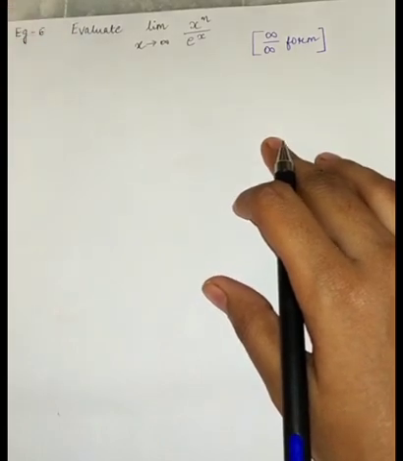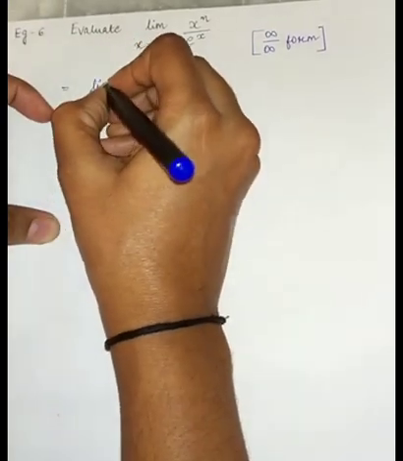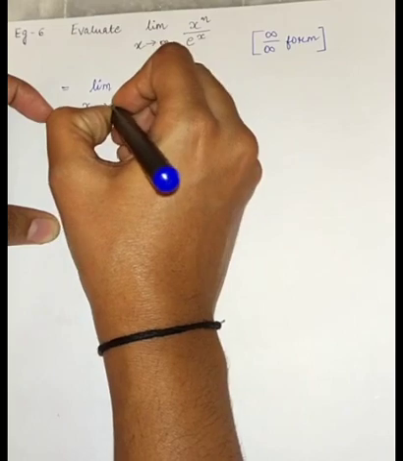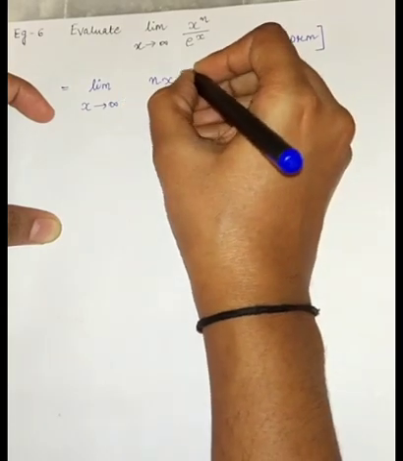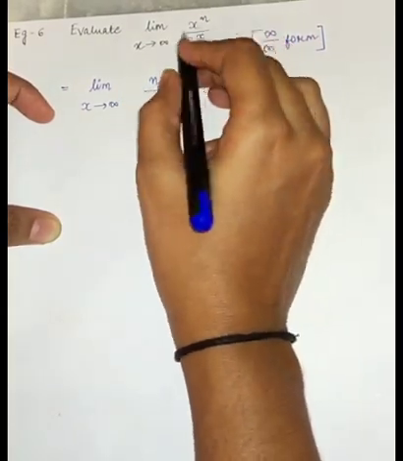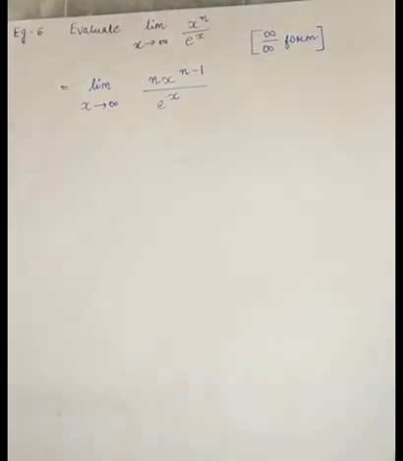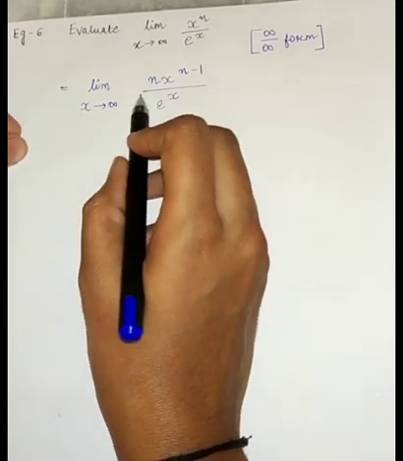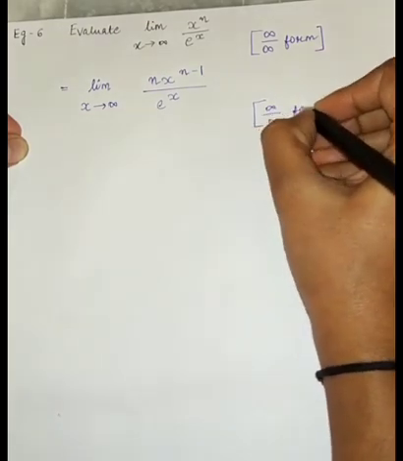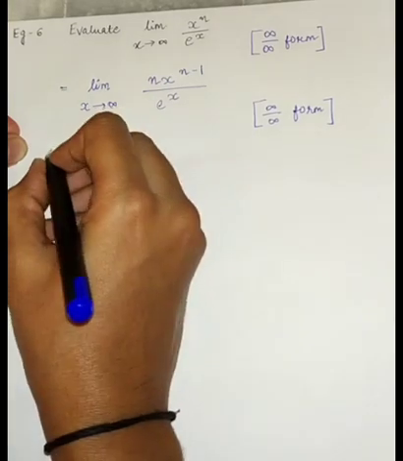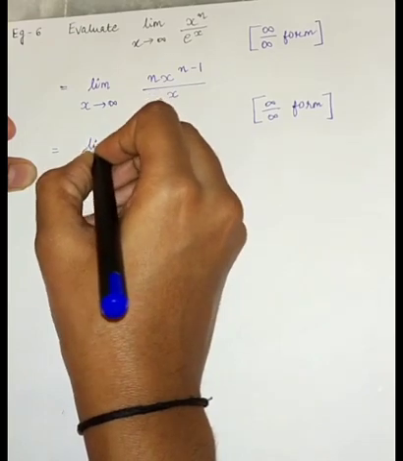So for that, we will differentiate numerator and denominator. Differentiating numerator and denominator, we get limit x tends to infinity, differentiation of x raised to n is n x raised to n minus 1, and differentiation of e raised to x is e raised to x. Now, if we again substitute this limit in this equation, then we again get infinity by infinity form. So we will again differentiate numerator and denominator separately according to L'Hospital's rule.